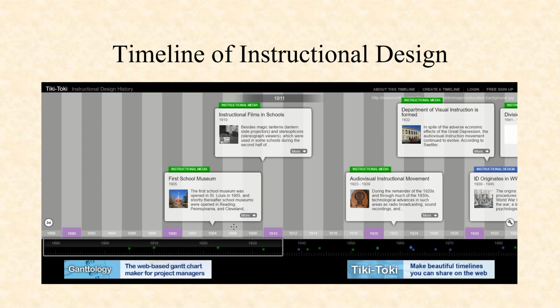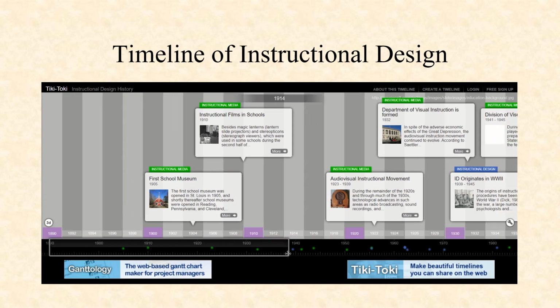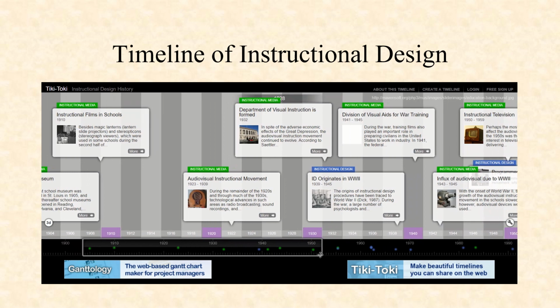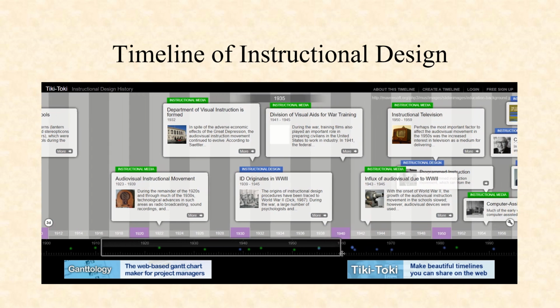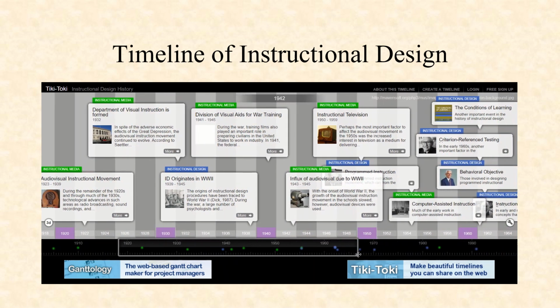So when we look at the history of instructional design, in this timeline, it's starting back in the early 1900s and talking specifically about instructional film in schools, around 1910 and beyond. And then the AV, the audiovisual instructional movement, starting in the 20s and moving through the 40s. Then we find, as we've already discussed, that instructional design originates in World War II. So we find that in the early 1940s.